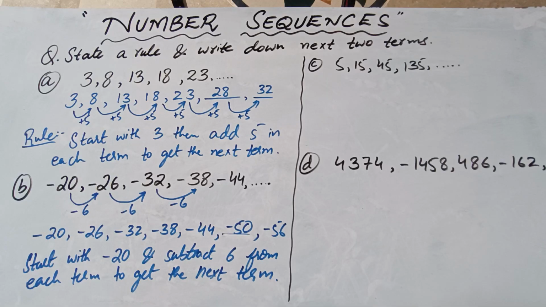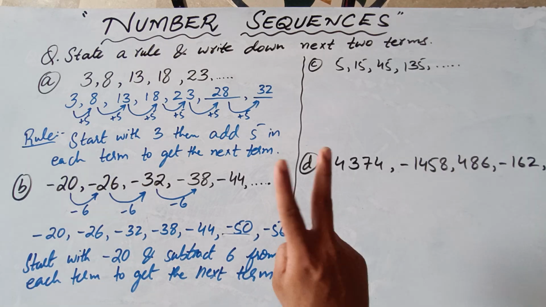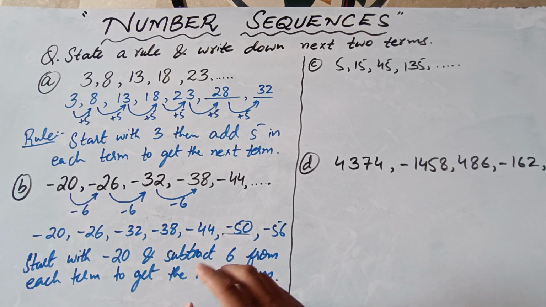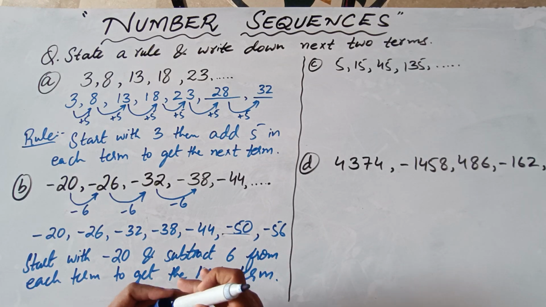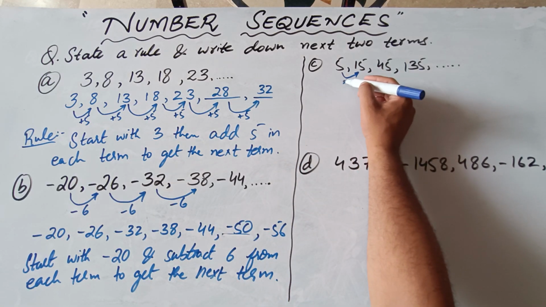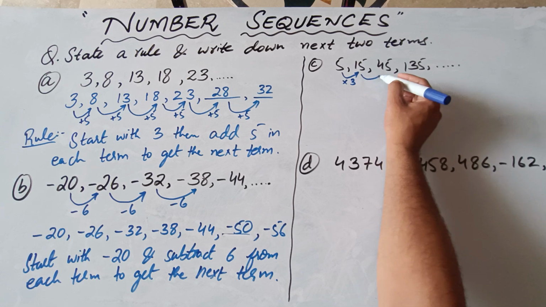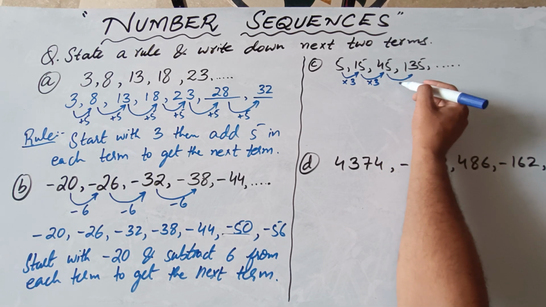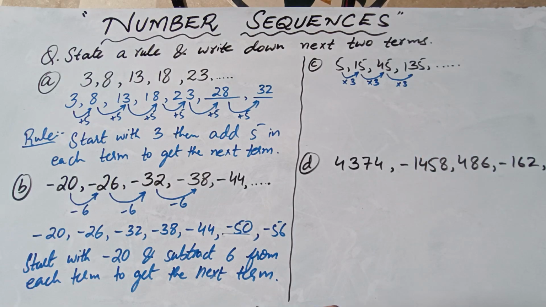But if we think from a different perspective, instead of addition and subtraction, we think about the pattern of multiplication. So 5 multiplied by 3 is 15, 15 times 3 is 45, and 45 times 3 is 135.